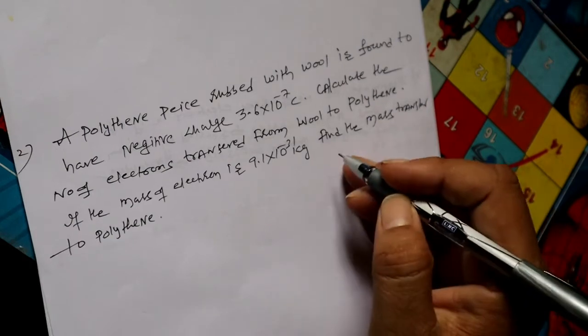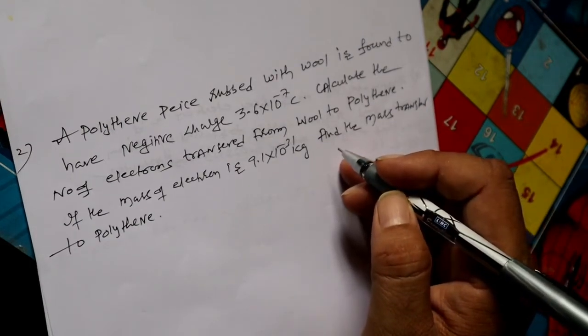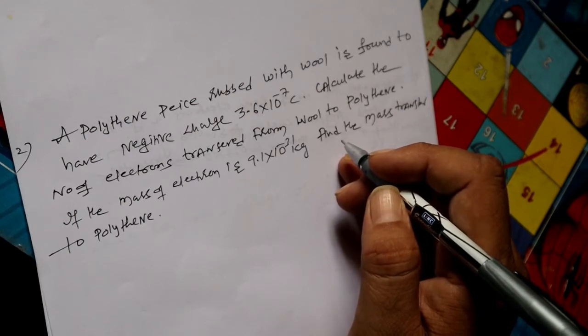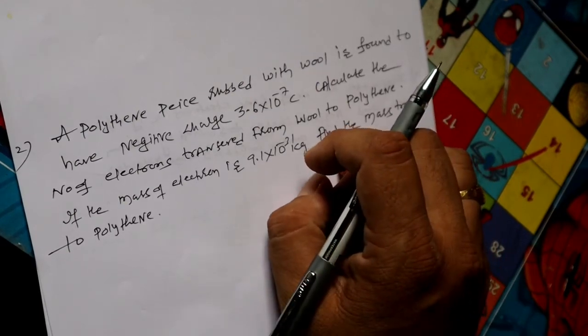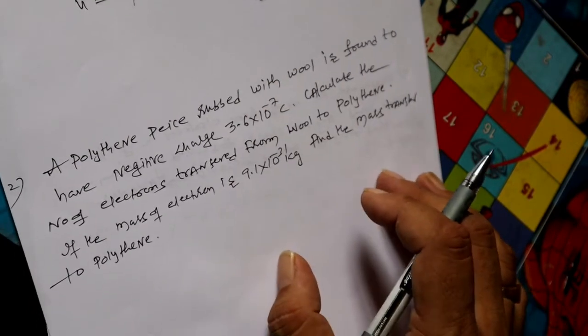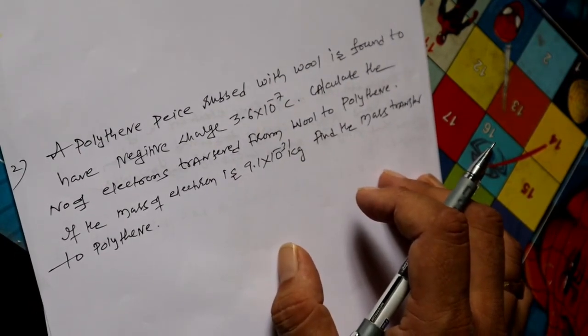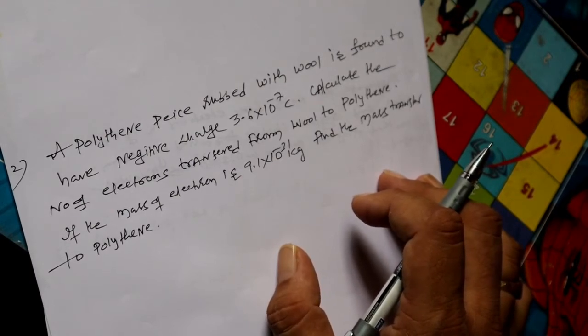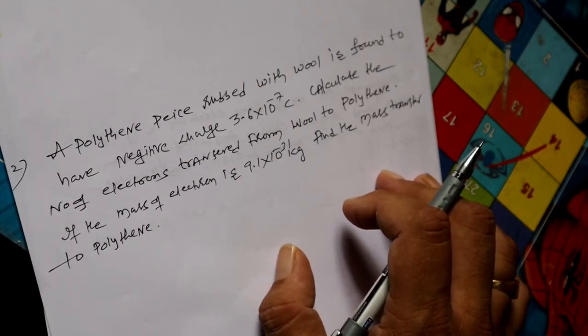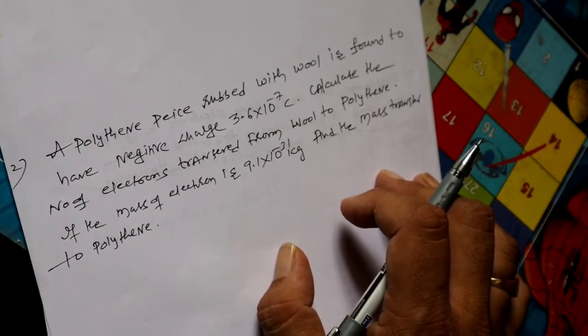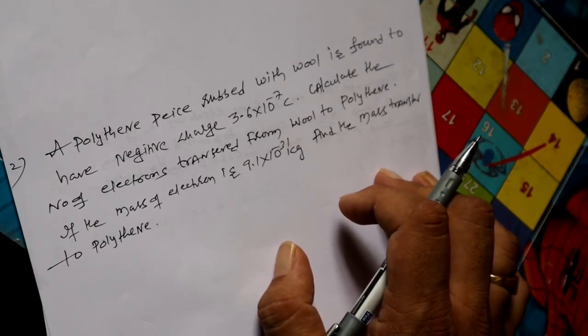A polythene piece rubbed with wool is found to have a negative charge of 3.6 into 10 to the power of minus 7 coulombs. We already discussed that in the process of friction, when two materials are rubbed together, there is a transfer of electrons between the two bodies, so the body which gains electrons gets negative charge, and the body which loses electrons gets positive charge. Here, whenever a polythene piece is rubbed with wool, it is found to have negative charge, 3.6 into 10 to the power of minus 7 coulombs.